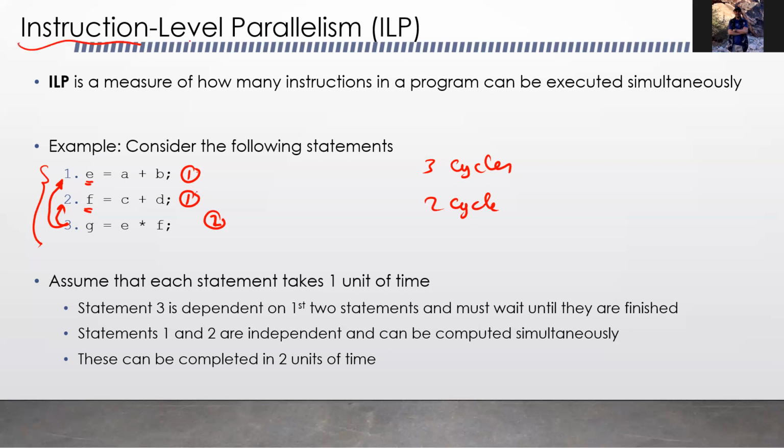This is called instruction level parallelism, ILP. The ability, or a kind of measure, of how many instructions can be executed simultaneously. And in that case here, because of the dependency, it's 2 cycles. If all of them are independent, then you can execute all of them in the same cycle, in just 1 cycle. So we have a speed up of 3.